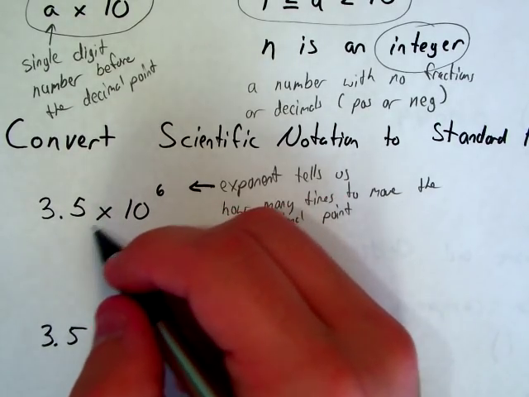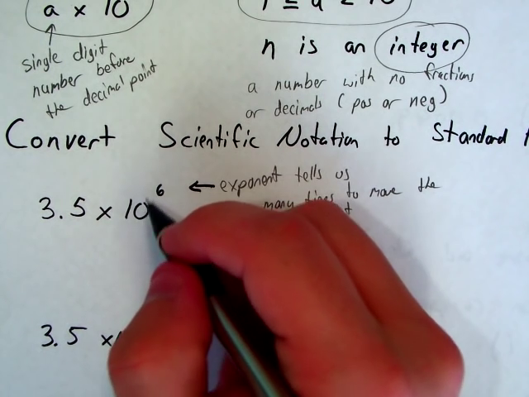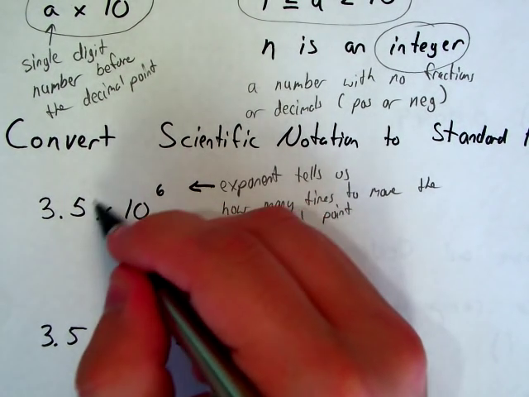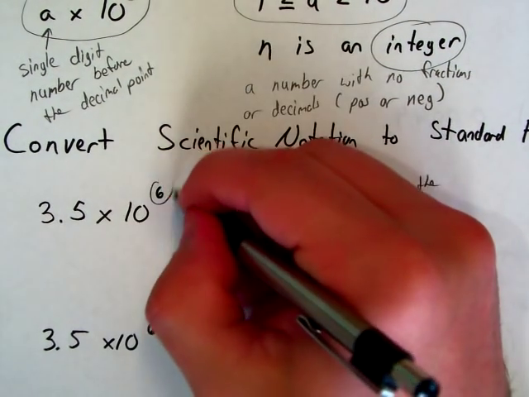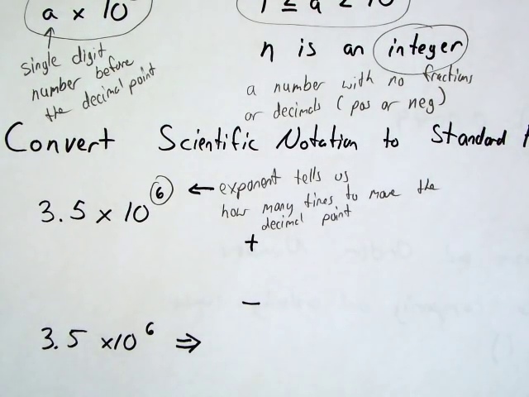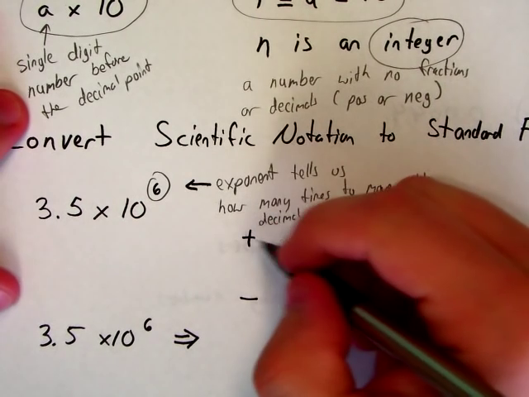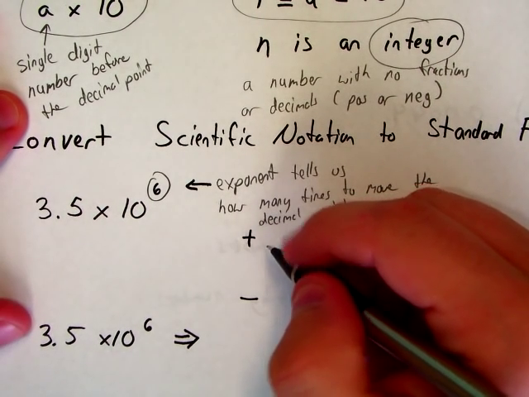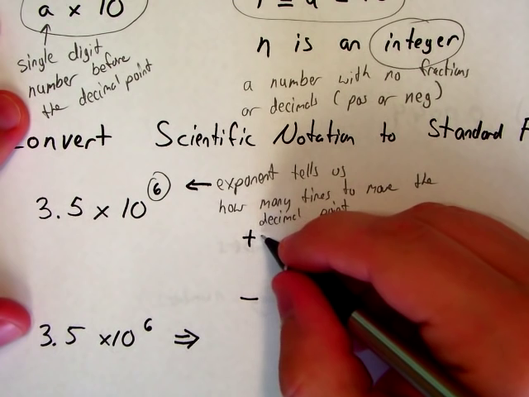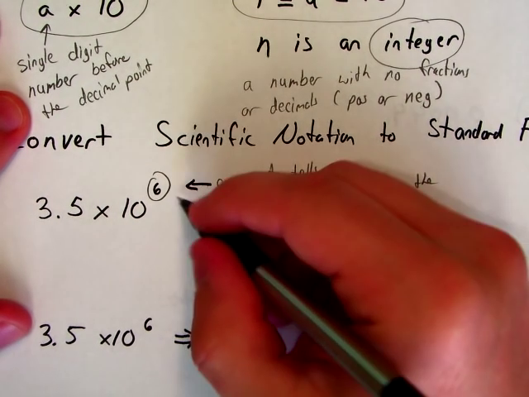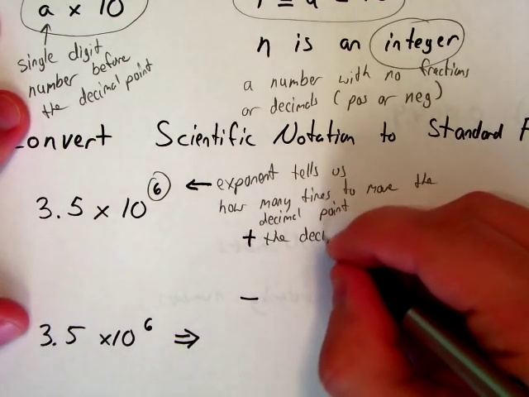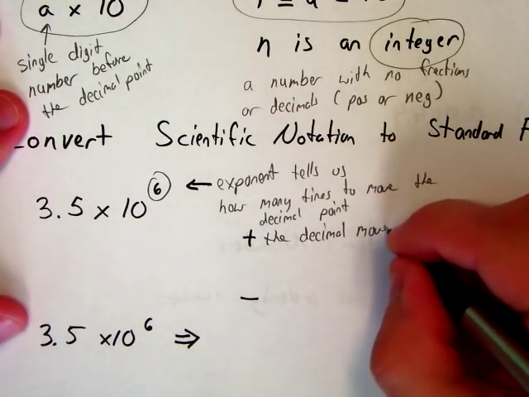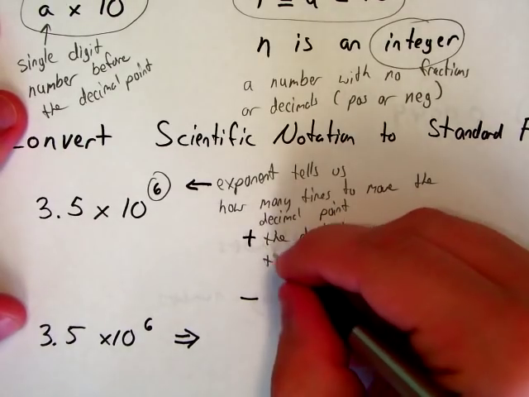So scientific notation, we can convert back to standard form. Standard form means that there isn't any kind of power of 10 multiplied behind it. And how we do that is we base it off of the exponent. So the exponent tells us, again, how many places to move the decimal point. If the exponent is positive, the decimal moves to the right.